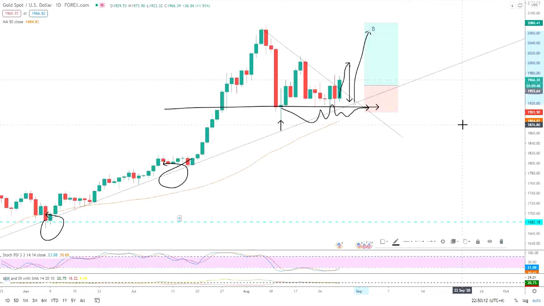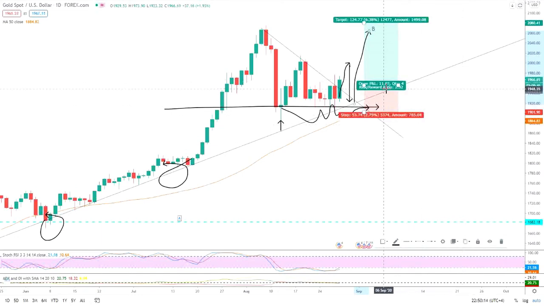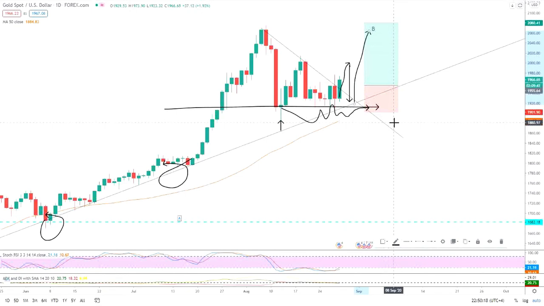And so my setup will look like this: risk reward of 2.32, entry price of 1955 with a take profit of 2080, with a stop loss of 1901. I hope I said that correctly. Let me repeat: stop loss of 1901, entry price of 1955, and take profit of 2080.